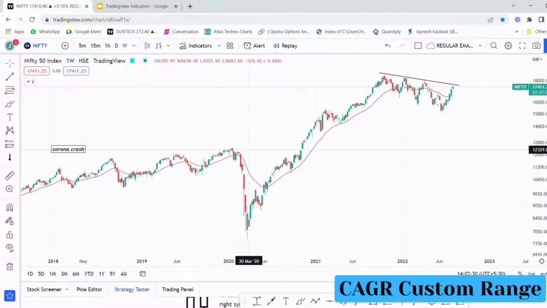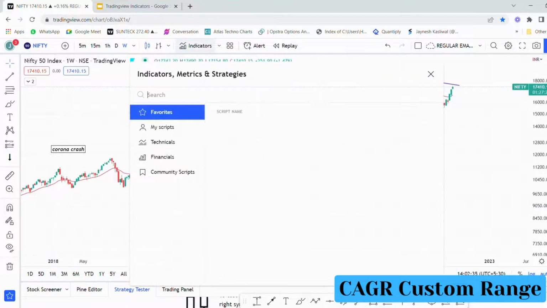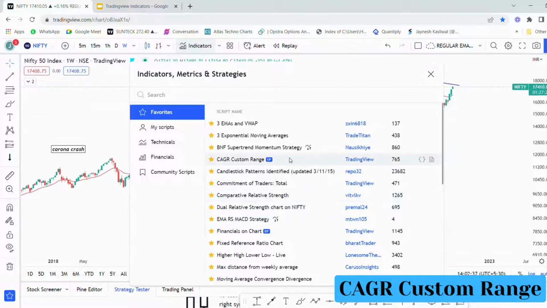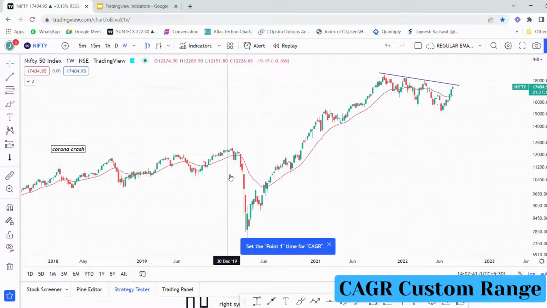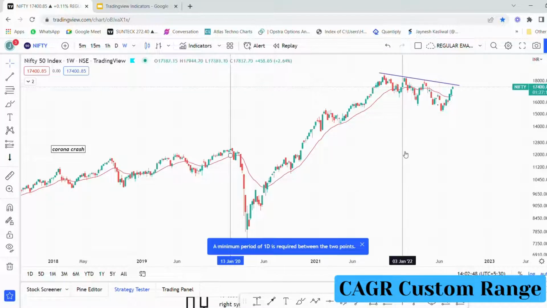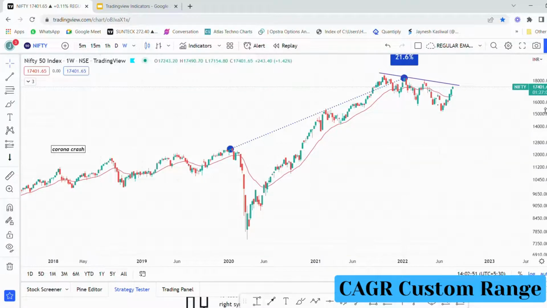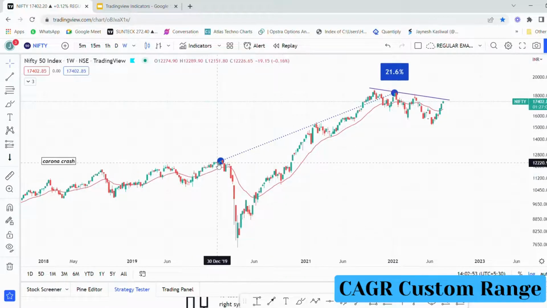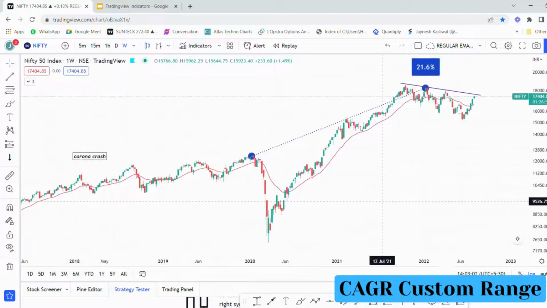Let's say I want to calculate the CAGR from here till here, right? Then I will go here, and there is an indicator called CAGR custom range. Here I will select this. I will have to select two points, and it will automatically calculate the CAGR of the range. Okay, so I have selected 1 year and 1 year. As you can see, from 2020, 2021 and 2022 till currently, the CAGR has been around 21%.